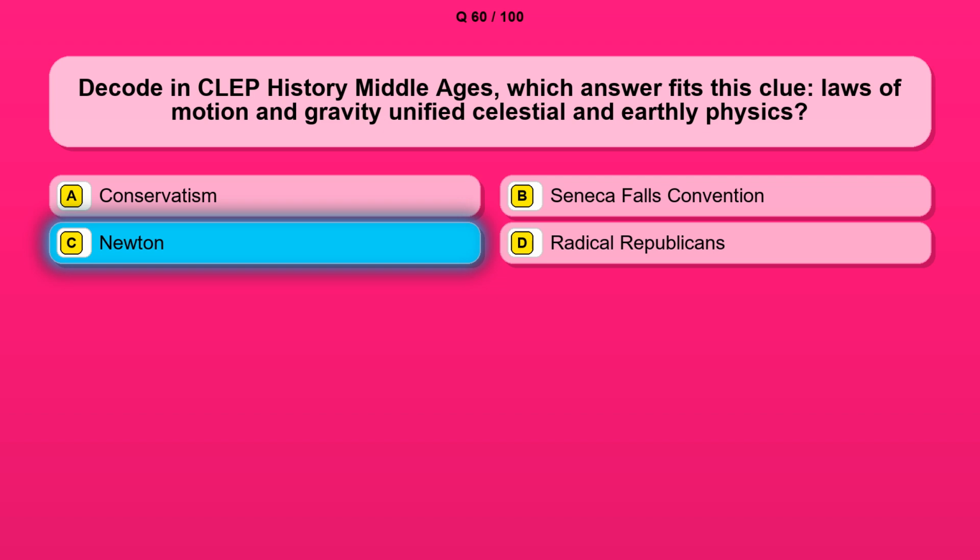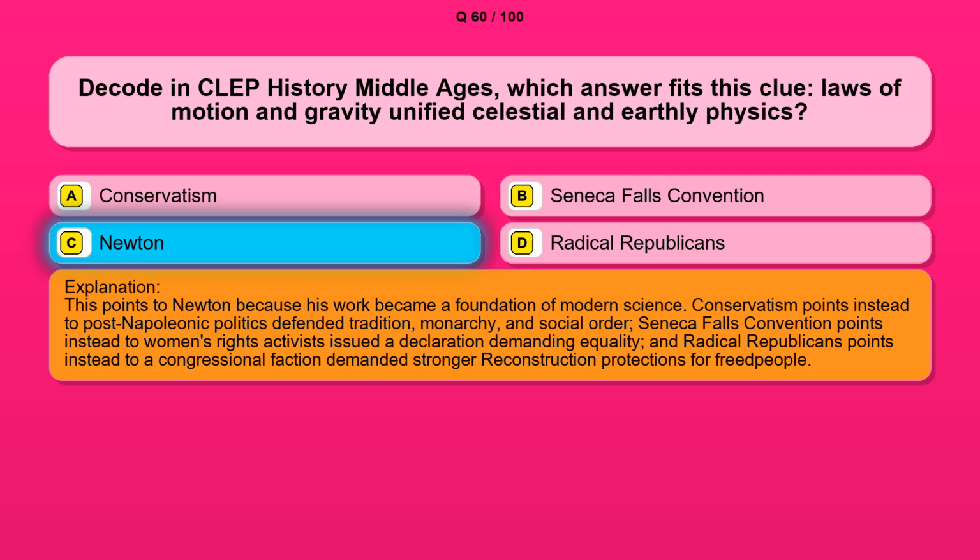The correct answer is option C, Newton. This points to Newton because his work became a foundation of modern science. Conservatism points instead to post-Napoleonic politics that defended tradition, monarchy, and social order. Seneca Falls Convention points instead to women's rights activists who issued a declaration demanding equality, and radical Republicans points instead to a congressional faction that demanded stronger Reconstruction protections for freed people.